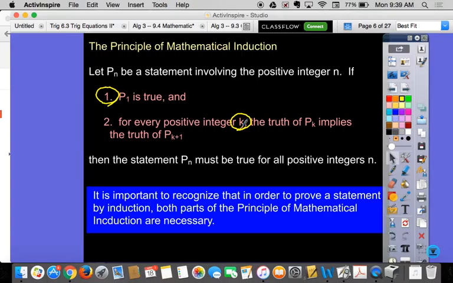The next part is where it gets very intense with your algebraic representation and your manipulation. This is where you're going to prove that it is true for your next term, your k plus 1 term. So the very next term. If you can prove that it's true for the next term, that's where the value is really at, and that's where the intensity is. So I would say this is step 1, this is step 2, and this is step 3.